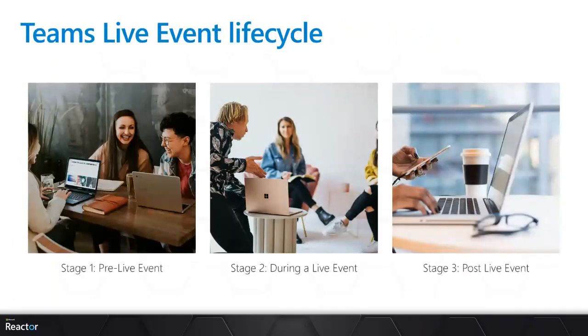So let's go through the Teams live event life cycle. We have three stages. We have the pre-live event, which is the organization of the live event and testing and validation, like a dry run, to make sure everything's going to work. Then you've got the actual live event happening. And then you've got the post-live event, which is how you handle the live event once it's over. Just because it ends doesn't mean you're finished with it. You can do a few actions at the end.